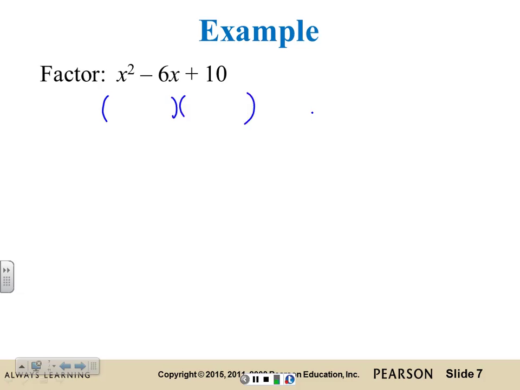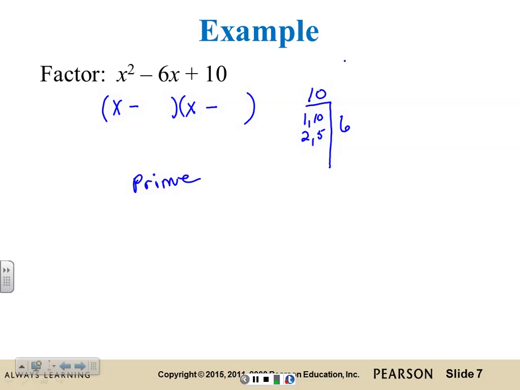Open up two sets of parentheses. Signs are going to be minus and minus. Split your x squared into x, and think, what can I multiply together to get 10, but add, because my signs are the same, to get 6? So my factors are going to be 1 and 10, 2 and 5. And I don't see anything else. None of these will add up to give me 6, which means this is prime or non-factorable.